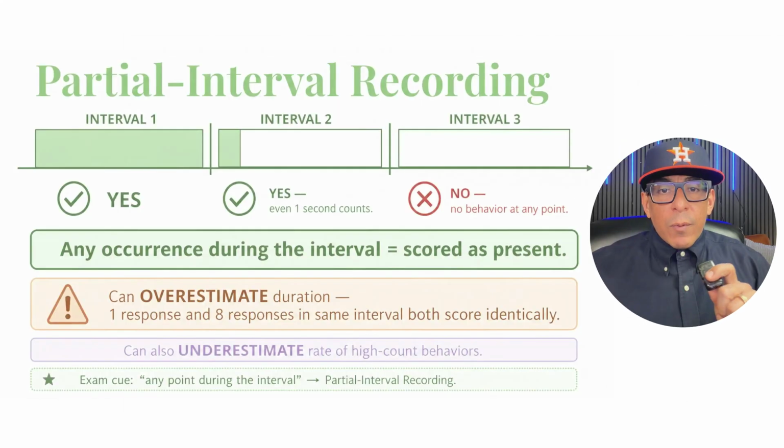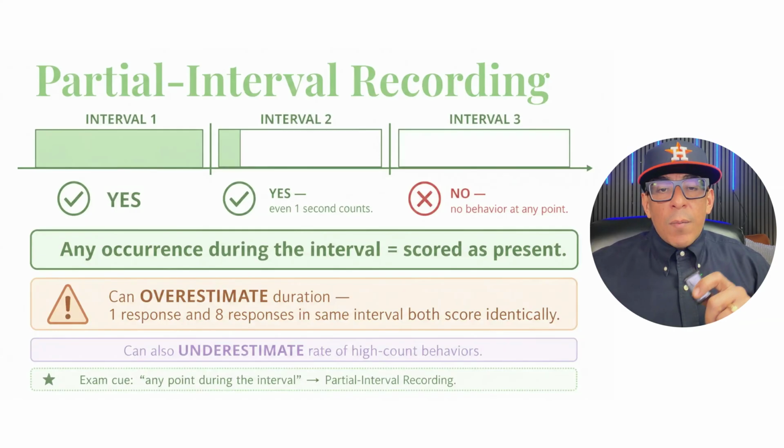In partial interval recording, the observer records whether the behavior occurred at any time during the interval. Partial interval recording is not concerned with how many times the behavior occurred during the interval or how long the behavior was present. If target behavior occurs multiple times during the interval, it is still scored as occurring only once.